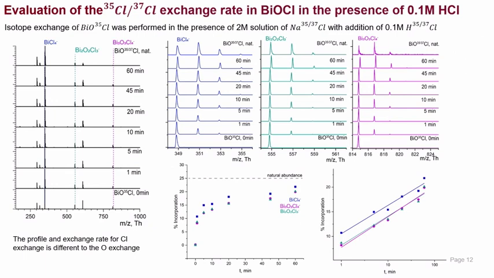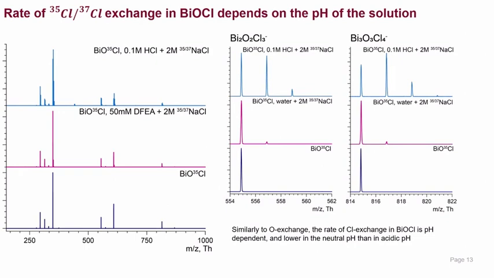And these experiments were done in hydrochloric acid. In neutral pH solutions, we also observe, similar to the oxygen exchange experiments, that the rate is slowing down, and we can detect only trace amounts of isotope incorporation on time scales comparable with the hydrochloric acid experiments with acidic pH.